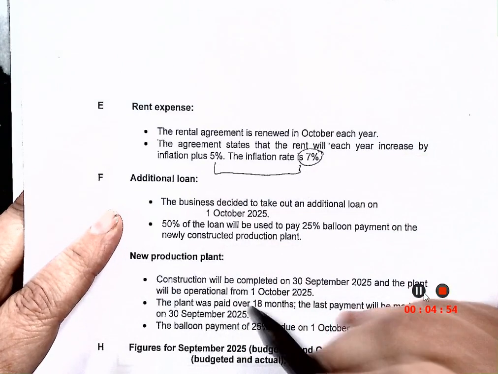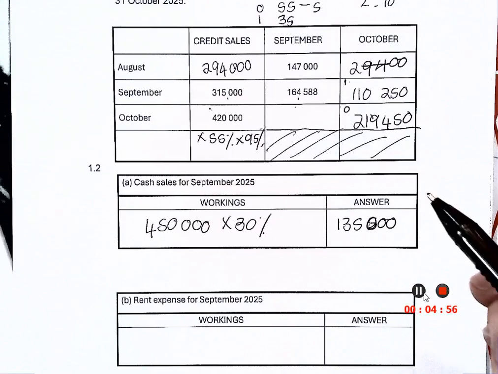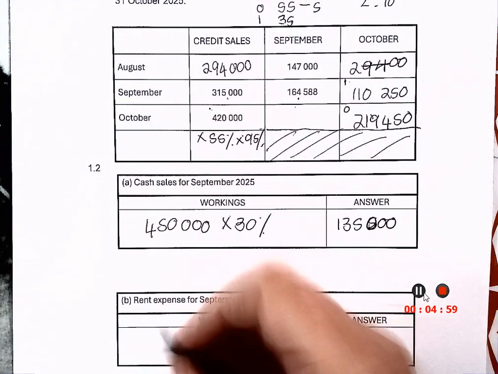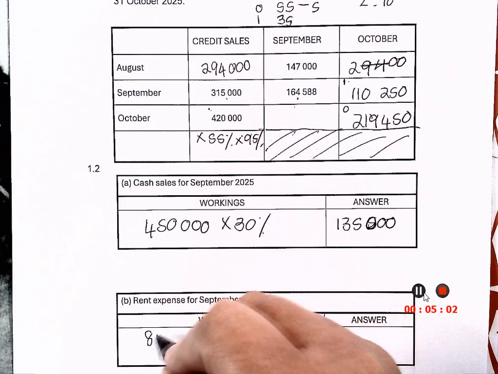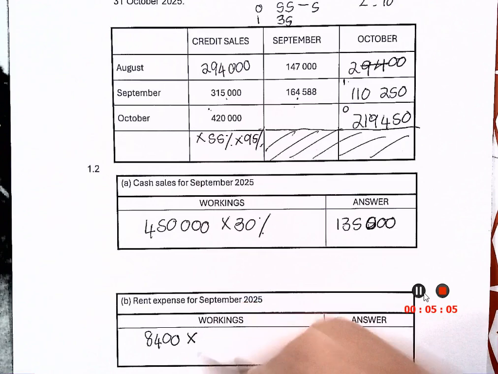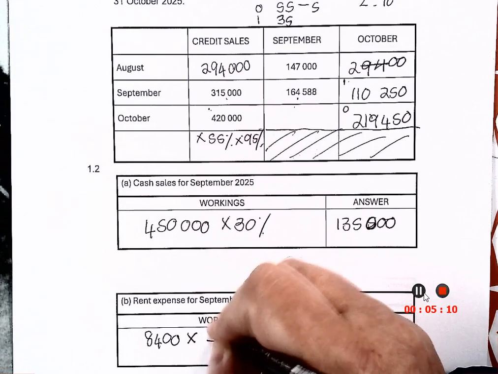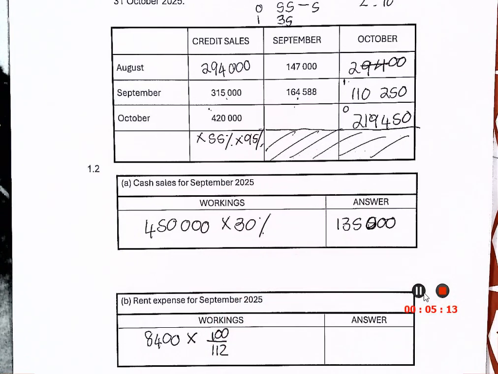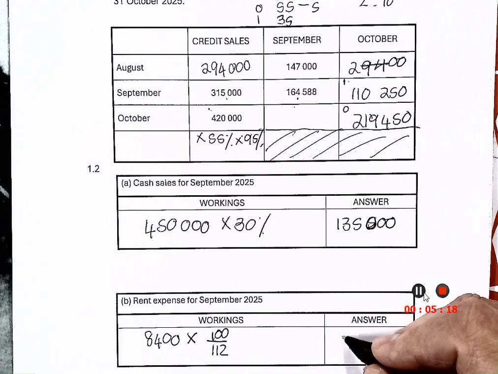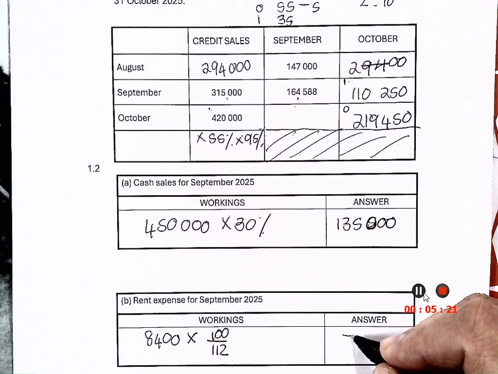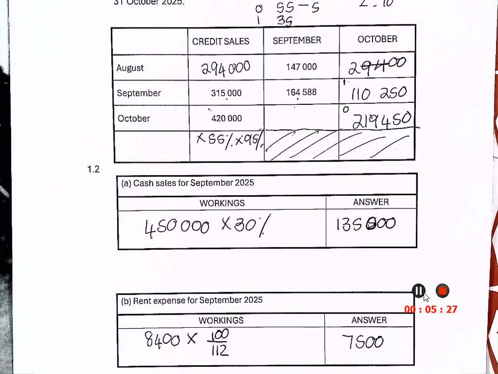But they already gave us the inflated amount. So they give me October is 84. So I know October is 112, because it's the normal rent that I'm looking for plus the 12% increase. So what is September? 775,00. Can I ask why? The way I did it, I took away the 12. No, then you're wrong.